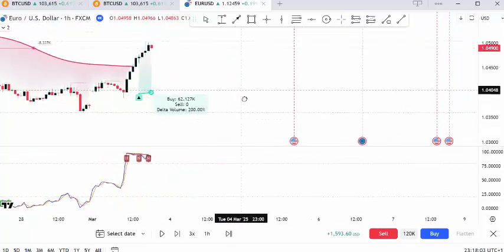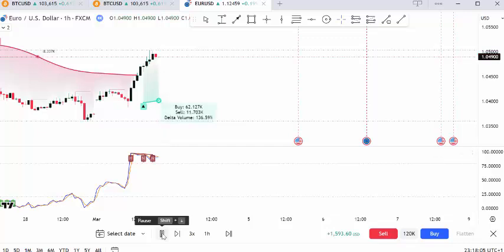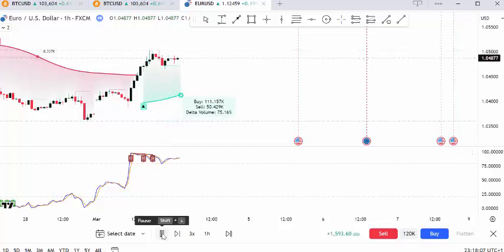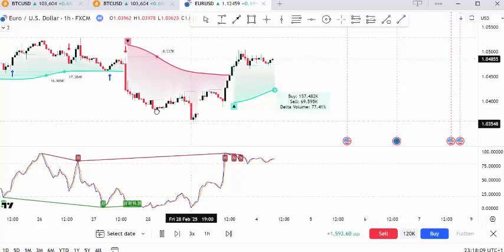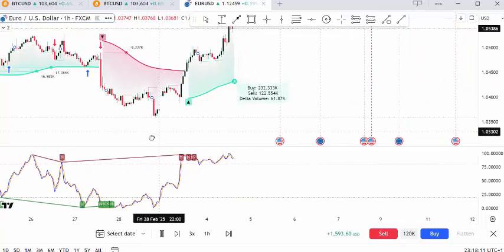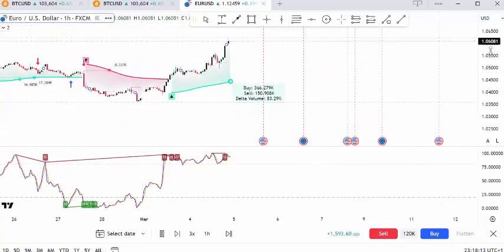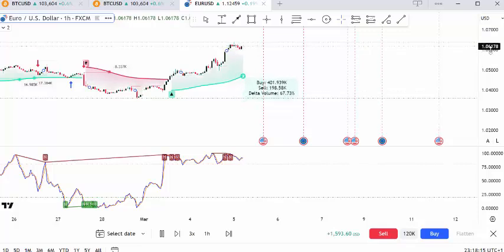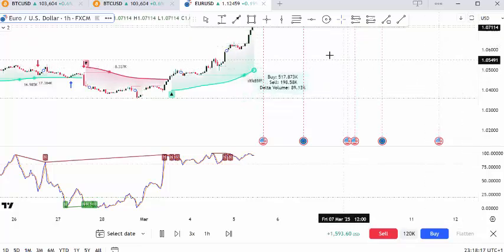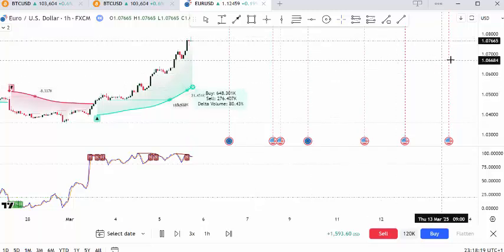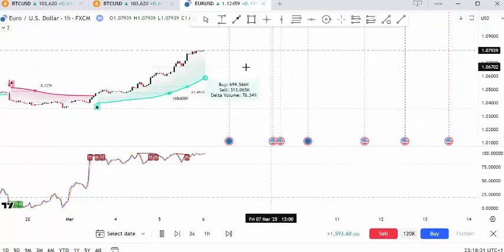So no, we're not buying. So wait for bullish divergence to pop up. Bullish divergence right now is all we're waiting for.